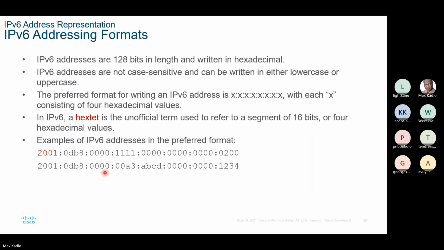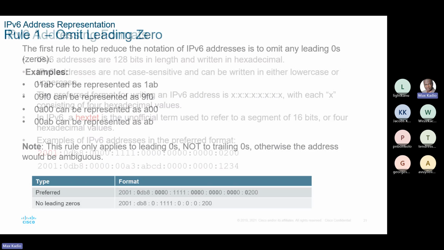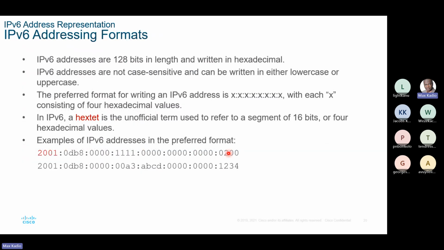Okay, can you still see my screen? Okay, so these are examples of IPv6. Now, you see, sometimes you have a lot of zeros. Why can't you just remove them? So we can make them shorter. For that, we have rules.